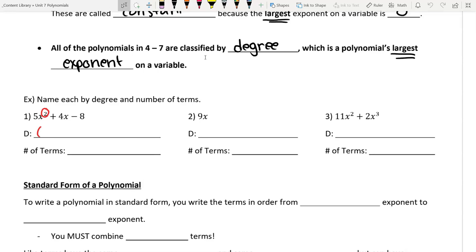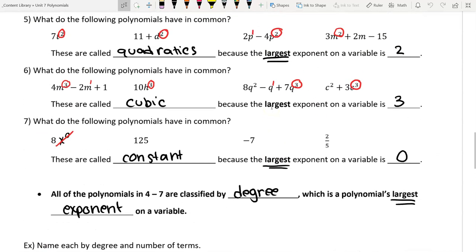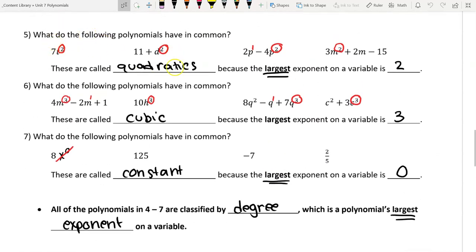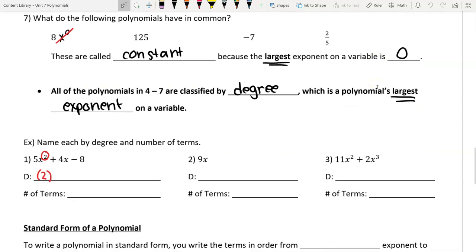So maybe even jot that down in parentheses. That is my highest exponent of 2. So you look back at your list, and which one has a highest exponent of 2? It's your quadratic, okay? So this one right here is a quadratic. Make sure you spell it correctly.